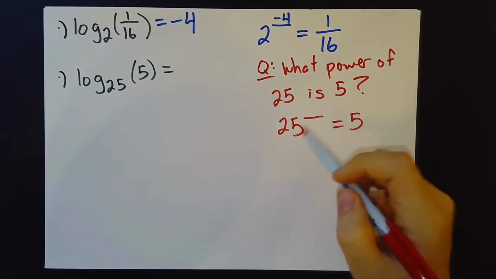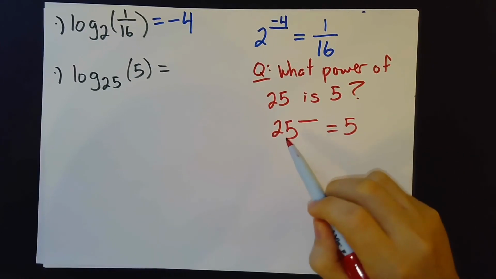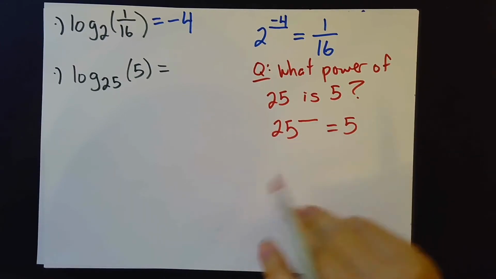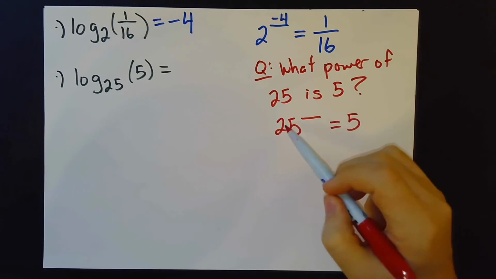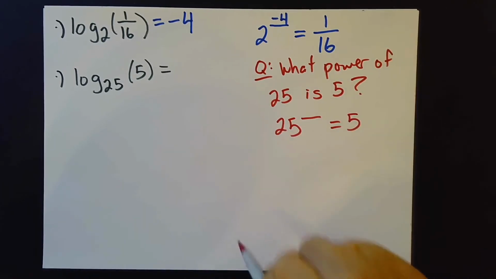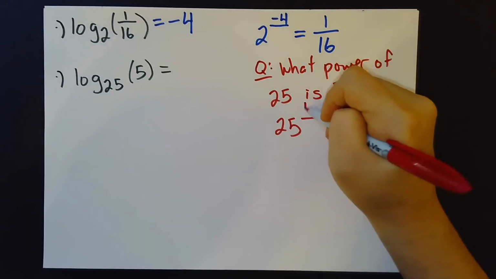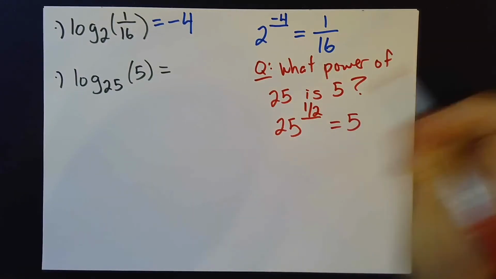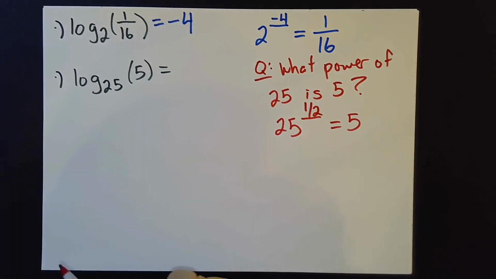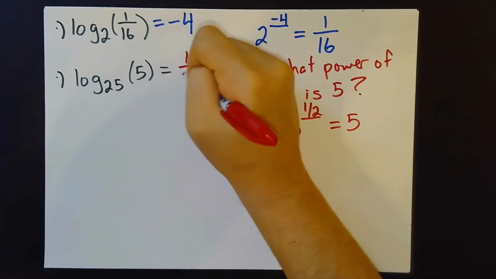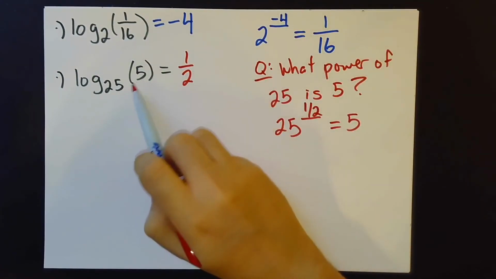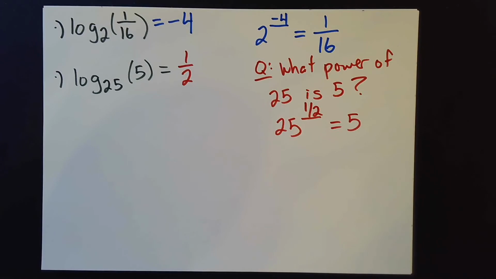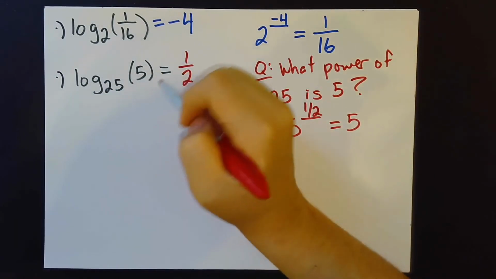And the key observation here is that 5 is actually the square root of 25. And so, in fact, this is a 1/2, because remember, square root corresponds to the 1/2 power. And so the log base 25 of 5, it is 1/2, because 5 is the square root of 25. So always make sure you're reading these in the right order.